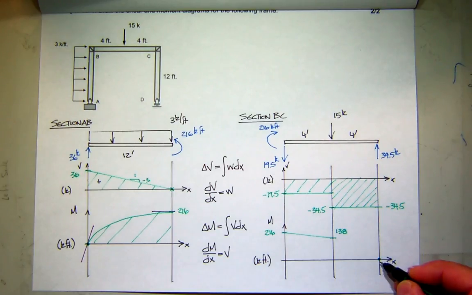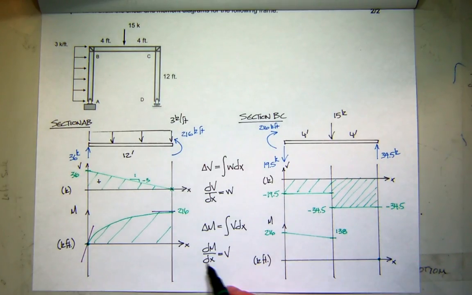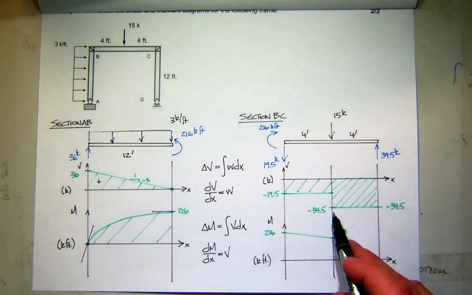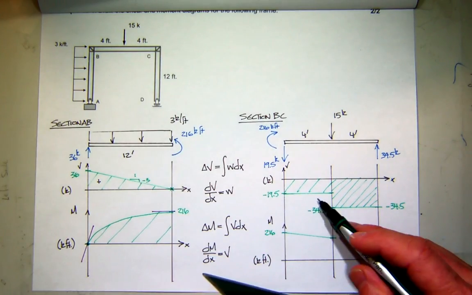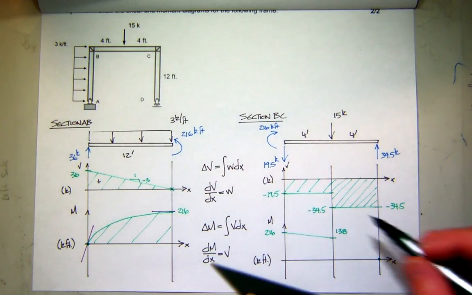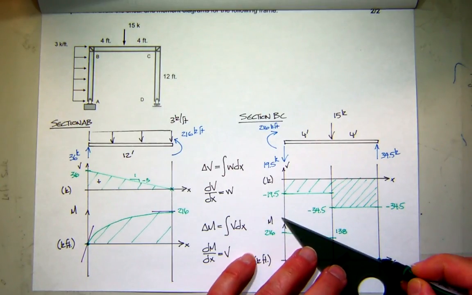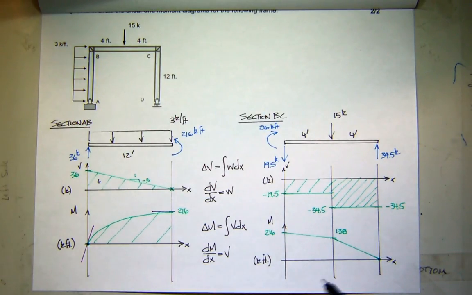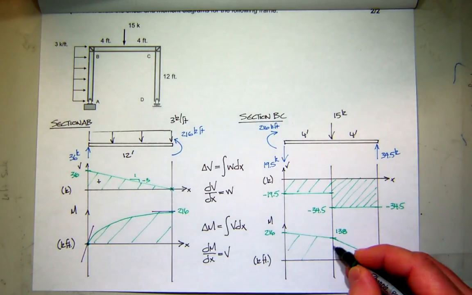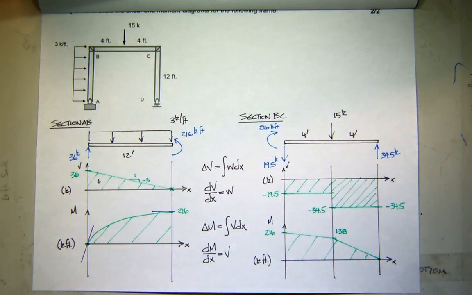That's good. And then the slope of that diagram is the shear value. The shear value is constant and negative and a little bit bigger than the other one. So we'll see a change in the slope, and the slope will be steeper. There's my moment diagram.